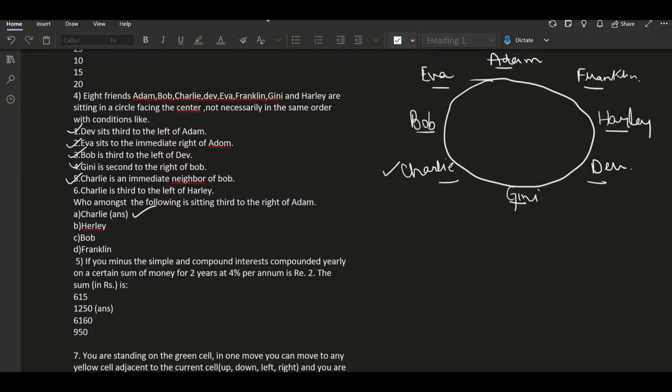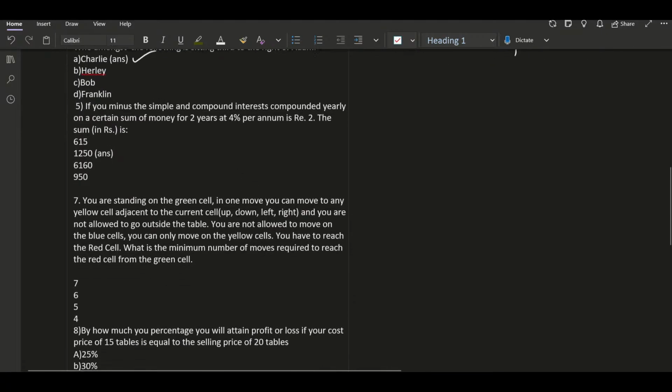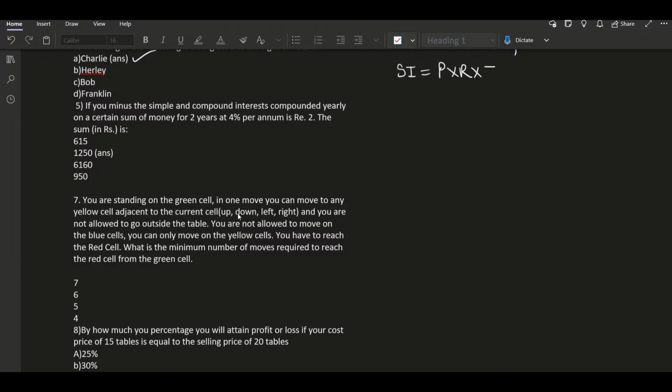Now moving to the next question. If you subtract the simple interest from the compound interest of a certain sum of money, we are not given the sum of money here, but we have been given a certain condition. If we subtract the simple interest from the compound interest, we get the value 2, for 2 years at an interest rate of 4%. To solve this question, you need the prerequisite of the formulas of simple interest and compound interest. Simple interest is clearly SI equals P into R into T upon 100.